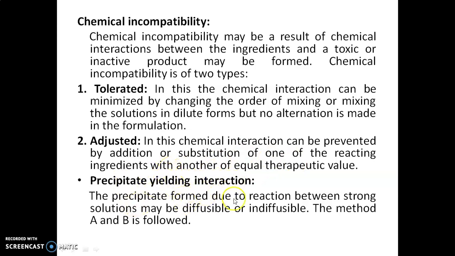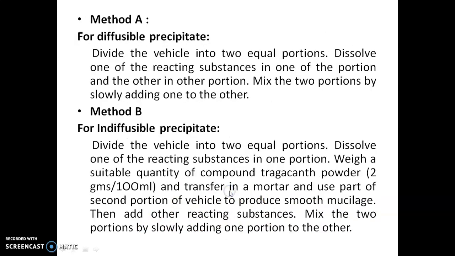The precipitate formed due to the reaction between strong solutions may be diffusible or indiffusible. Method A and B are followed. So let's discuss in detail method A and method B. Method A, which is for the diffusible precipitate: divide the vehicle into two equal portions, dissolve one of the reacting substances in one portion and the other in the other portion. Mix the two portions by slowly adding one to the other.